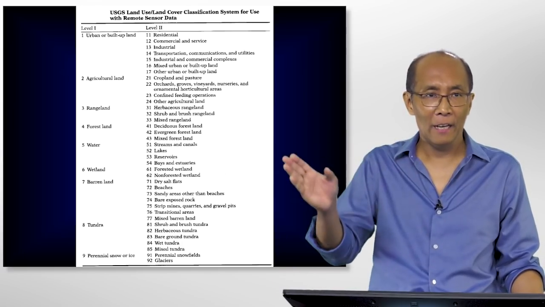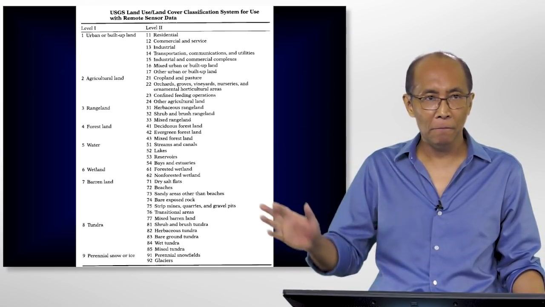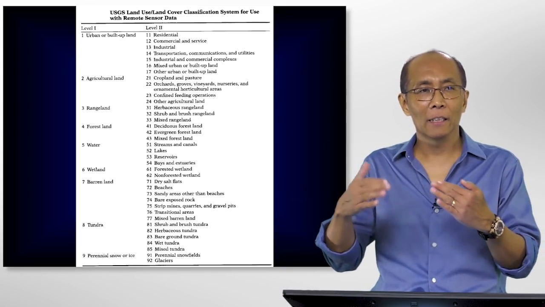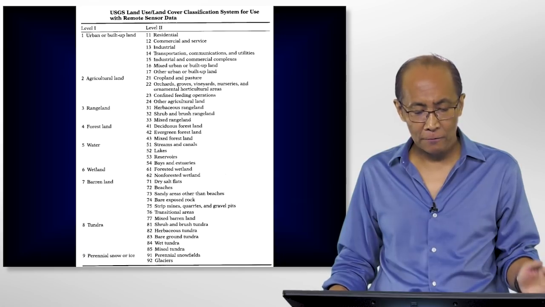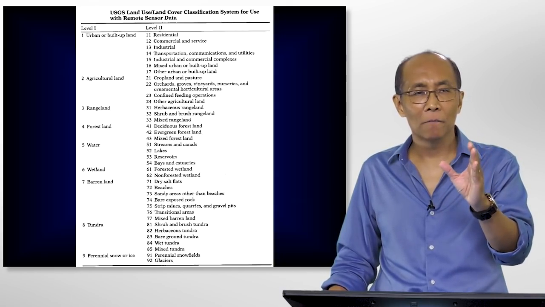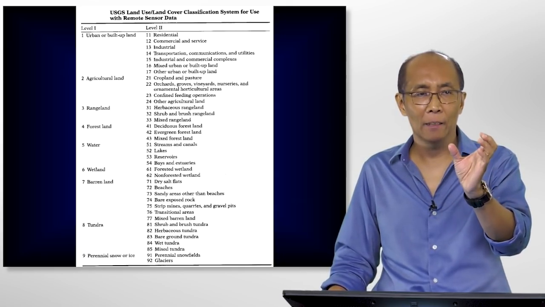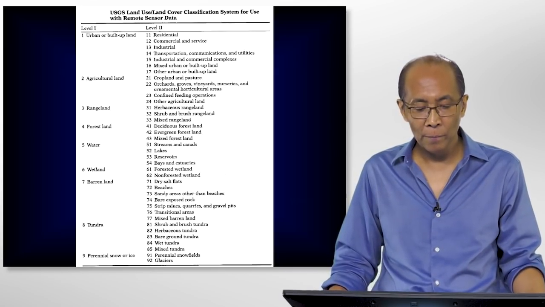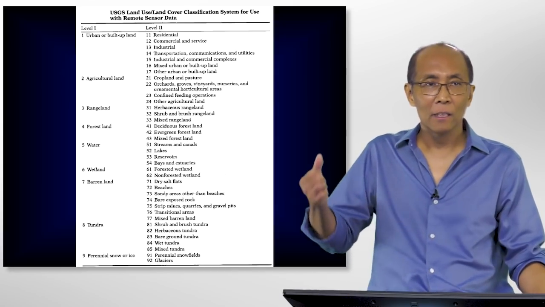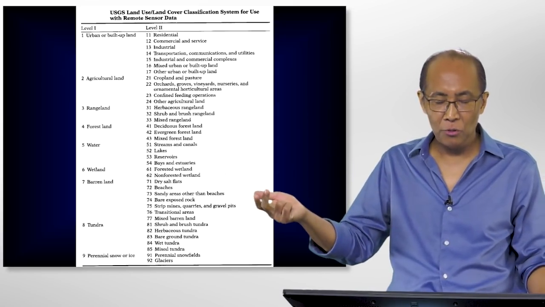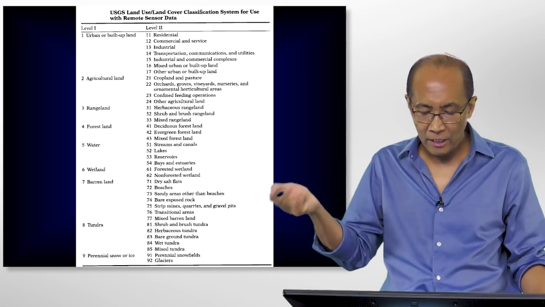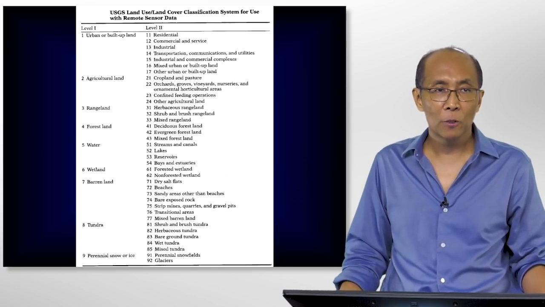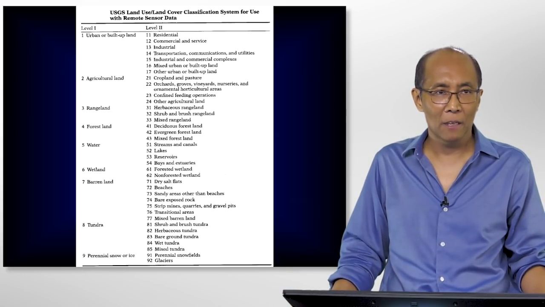When you go for the level 2 using a different satellite image, you'll be able to identify higher level of details. For example, in the case of level 1, you can identify urban areas. But in the case of level 2, you'll be able to identify residential, commercial, industrial, transportation, industrial and commercial, mixed urban, and other built-up lands. So you can identify a lot higher level of details.